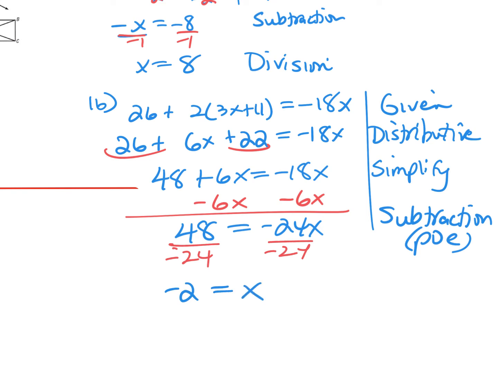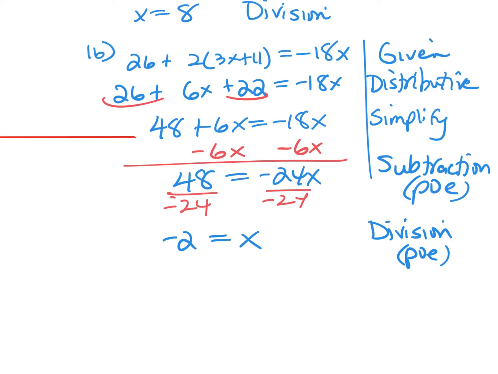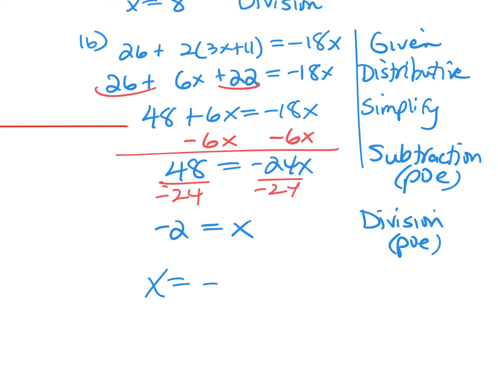And that would have been division property of equality. Now, if you want to flip it around, you could also say symmetric property, but you don't need to. And that was the 3 algebra proofs.